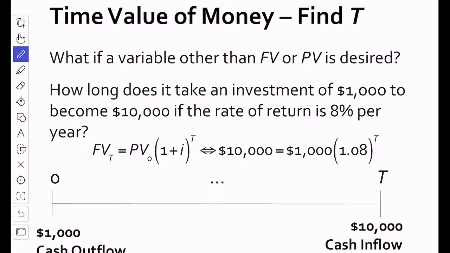All right, the last variable. So now I give you FV, PV, and I, and you have to find the exponent, the number of years or periods, or in other words, the duration of the investment. So here we have: how long does it take an investment of 1,000 to become 10,000 if the rate of return is 8% per year?